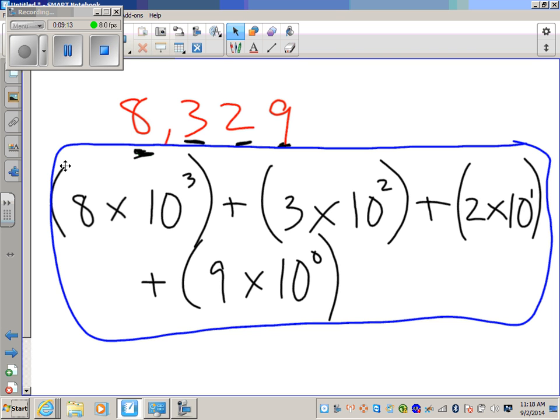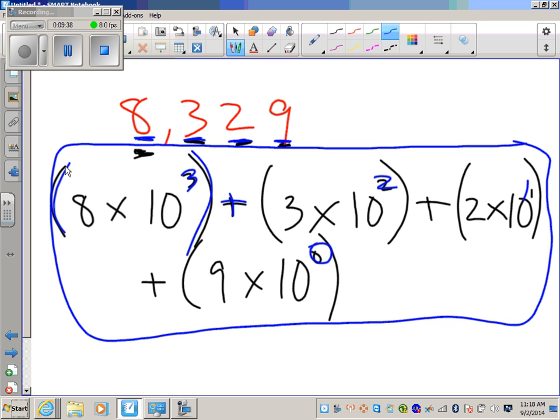What are some important features that we have here? Parentheses and addition signs. Okay, notice all of these exponents seem to go in descending order. And that only works because were any of these zeros? Or were they all actual digits? So I didn't have to skip over any.